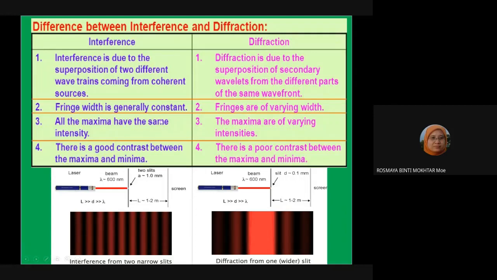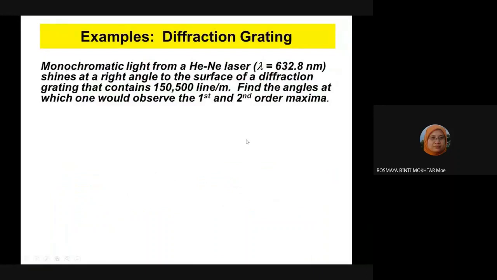Okay, so these are the differences between interference and diffraction. Next we go to the example. Example on diffraction grating. So monochromatic light from a helium neon laser.